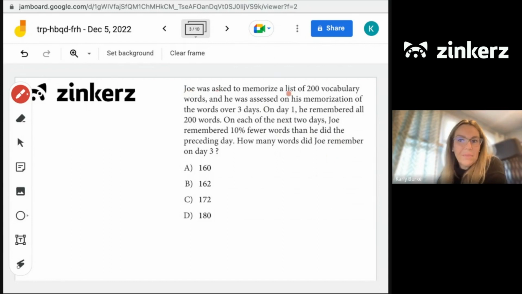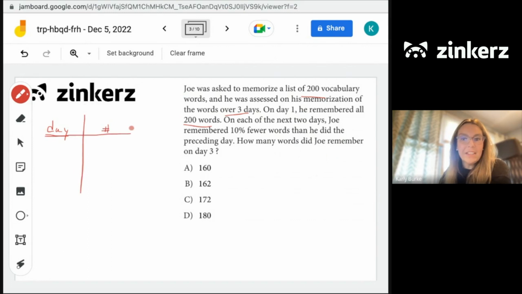We have Joe. He was memorizing 200 vocab words, and he was assessed over 3 days. On the first day, he remembered all 200. Now, one thing I like to do when I see a list happening is I actually try and make myself a table so that I can set this up as I'm reading. So on day 1, he had 200 words memorized. On each of the next 2 days, Joe remembered 10% fewer.